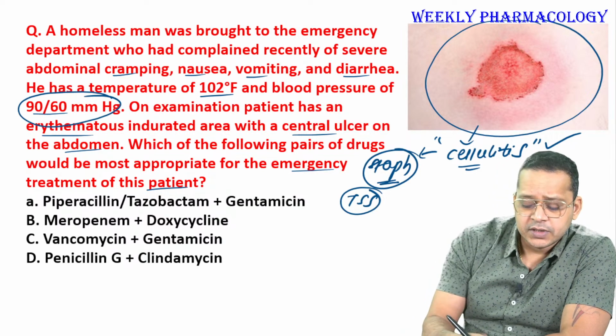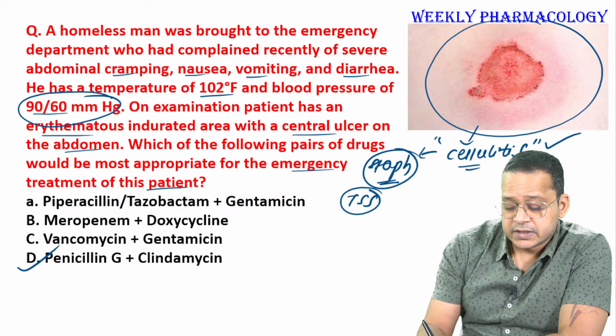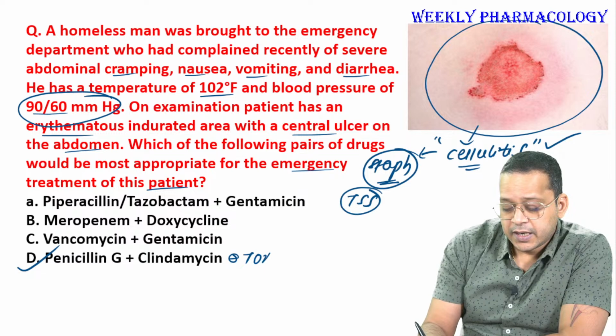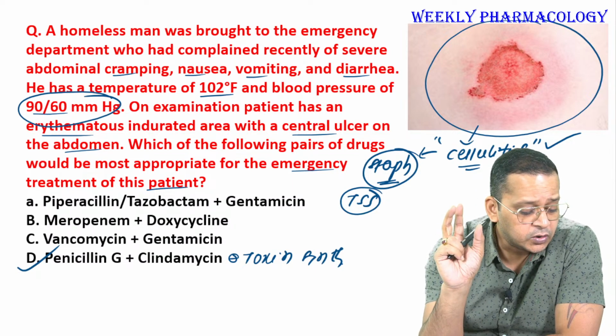Plus, I have to use clindamycin. The reason being clindamycin will block toxin synthesis. It is used as it is a protein synthesis inhibitor. It would block toxin synthesis and proteins. Toxins are nothing but proteins.